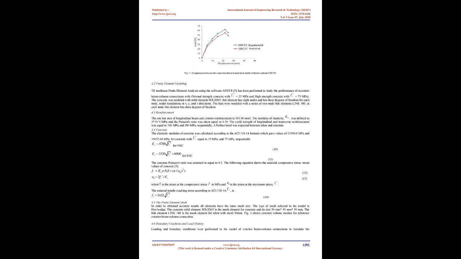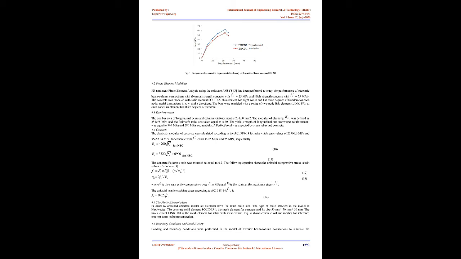3D nonlinear finite element analysis using the software ANSYS 3 has been performed to study the performance of eccentric beam column connections with normal strength concrete with f'c equal to 25 MPa and high strength concrete with f'c equal to 75 MPa. The concrete was modeled with solid element SOLID65. This element has 8 nodes and has 3 degrees of freedom for each node, nodal translations in X, Y, and Z directions. The bars were modeled with a series of 2 node link elements, LINK180.